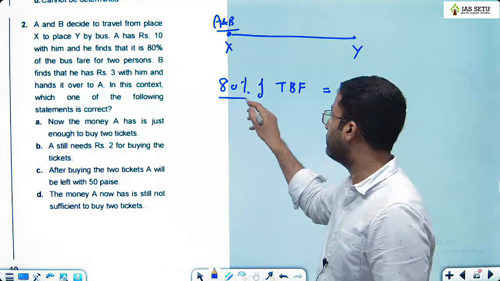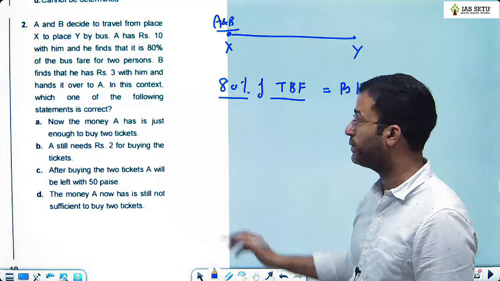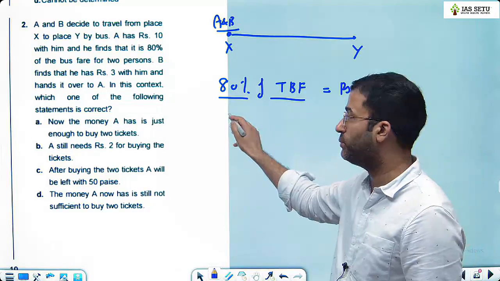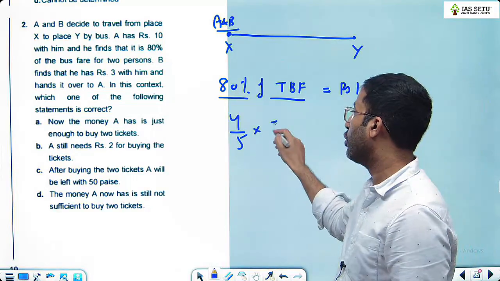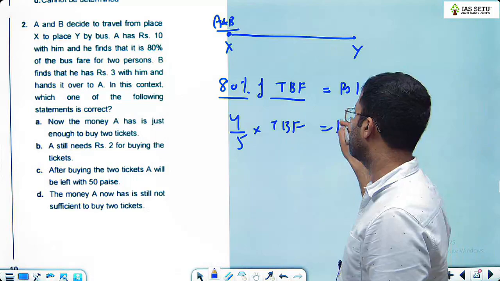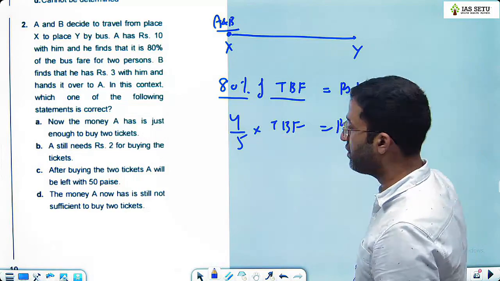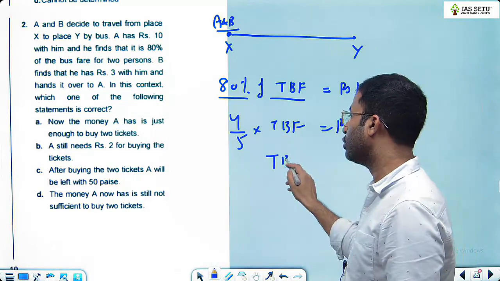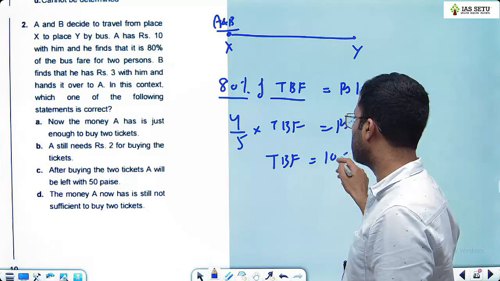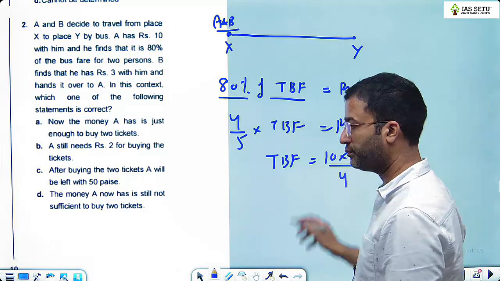If 80% of the total bus fare is 10 rupees, what is the fraction value for 80%? 4 by 5. Total bus fare is rupees 10. You take 4 by 5 to the other side. You have to find total bus fare. वो आ जाएगा 10 into 5 by 4.